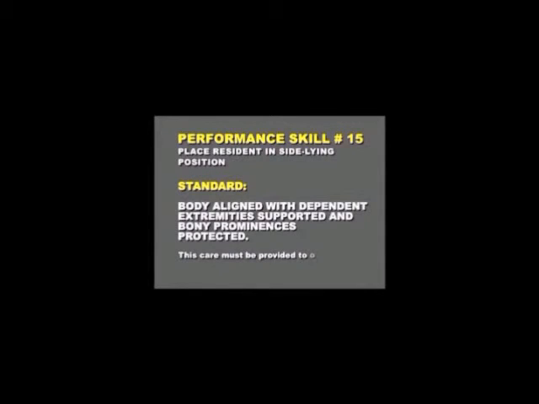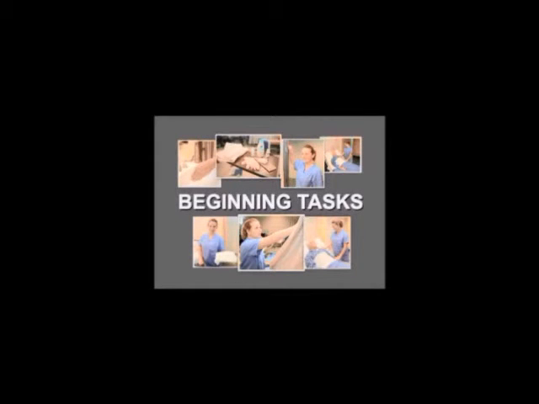Performance skill number 15. Place resident in side-lying position. Standard: body aligned with dependent extremities supported and bony prominences protected. This care must be provided to a resident. Either of two positions is acceptable: side-lying position or variation in which knees are flexed with appropriate padding between the knees and ankles.